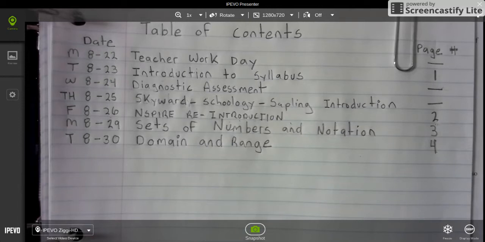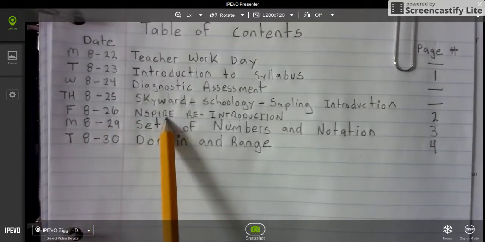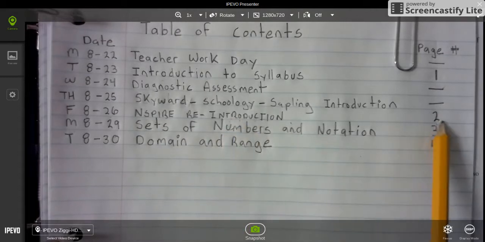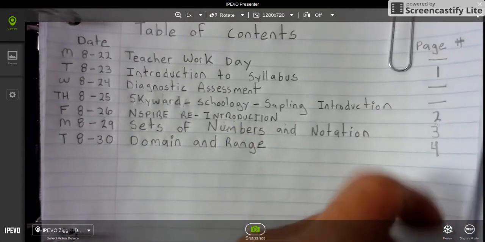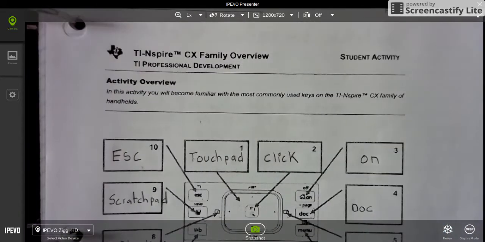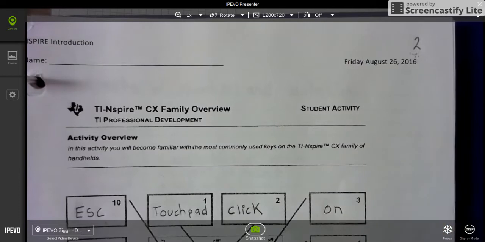If you would, please pause the video and update your table of contents. All right, hopefully you've now paused the video and updated your table of contents. If you would look here, we're looking at Friday, August 26th, the NSPIRE reintroduction. That's going to be in section 2 of your journal. So turn to section 2, and you're going to put a 2 here on your notes page.